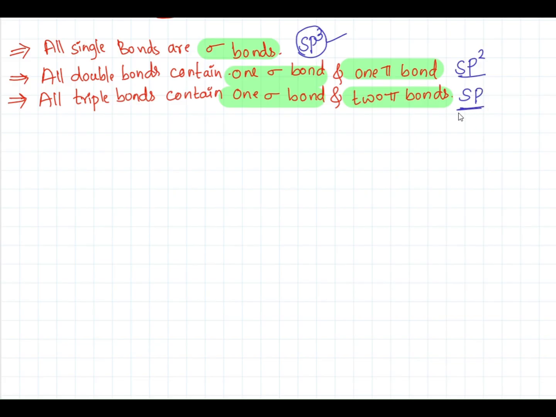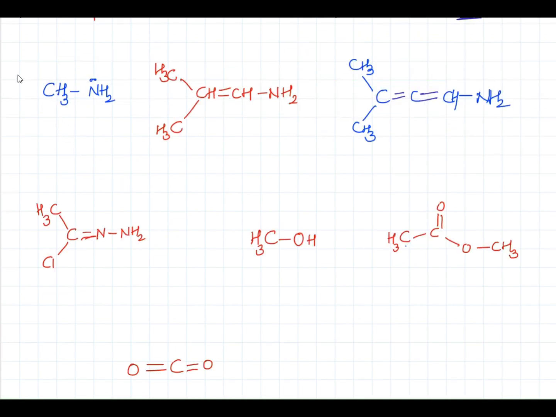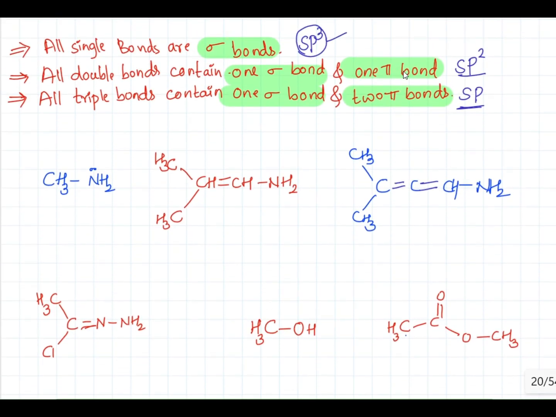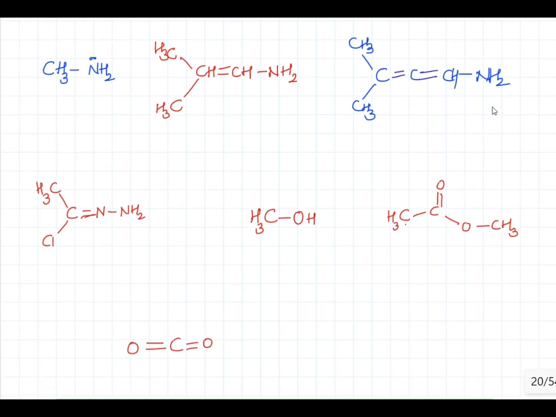Let us discuss some examples, then you will understand. Let us discuss the hybridization of the carbon, nitrogen and oxygen in the following compounds. We know that if there is no pi bond, that is sp3 hybridized. If one pi bond is present, that is sp2 hybridized. If two pi bonds are there, there is sp hybridization, right? According to this we can solve this example.